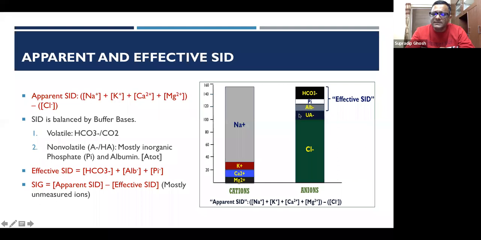Okay, let's recollect it again. Sodium plus potassium plus calcium plus magnesium minus chloride: this is your apparent SID. Whereas effective SID is nothing but bicarbonate plus phosphate plus albuminate. And the difference between these two is nothing but our unmeasured anion, which is also known as strong ion gap, or SIG. I hope it is clear.